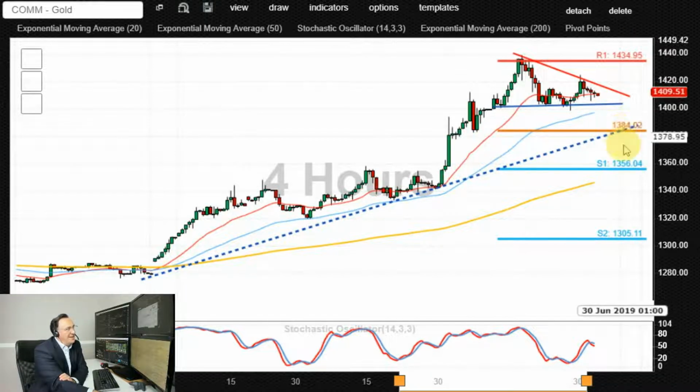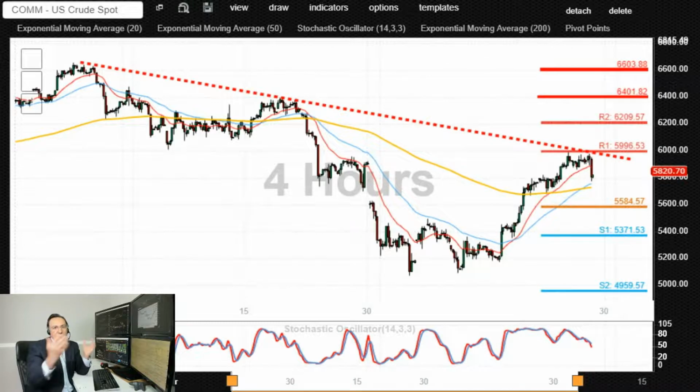A dip lower and an end of day close below 1380 would absolutely negate the bullish prevailing trend on the 4-hourly, and that would potentially open the way for a deeper retracement towards 1360, 1356, possibly even 1340, maybe 1320, 1310, 1305 to the downside. Lastly, let's talk about crude oil.